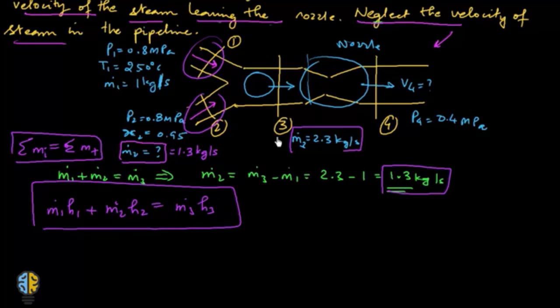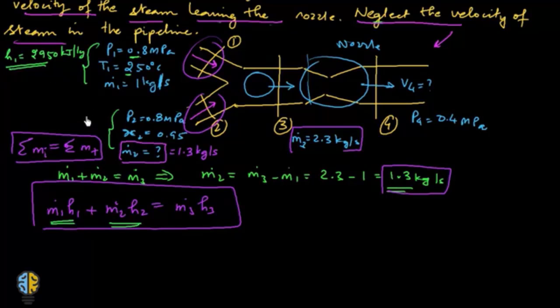Okay, so now let's find out these values. State 1 refers to this condition. State 2 refers to this condition. At a pressure of 0.8 MPa and a temperature of 250 degrees Celsius, the enthalpy h1, from the steam tables, will be around 2950 kilojoules per kg. So this is what you find out from the steam tables.